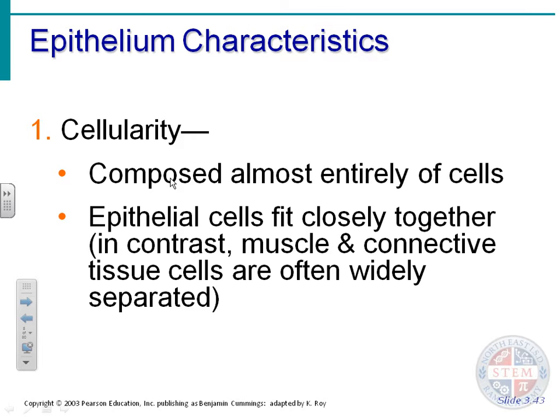Characteristics of epithelial. The characteristics of epithelial are they're composed mostly entirely of cells. What's neat about epithelial is it fits very, very close together and tight because it has to be a protective layer, which is very different from our other tissue types, which can spread all over the place.